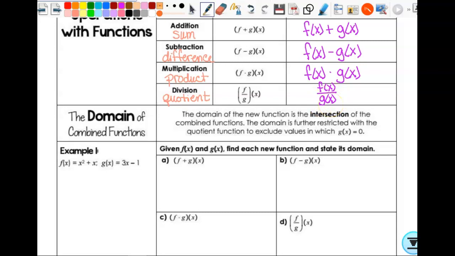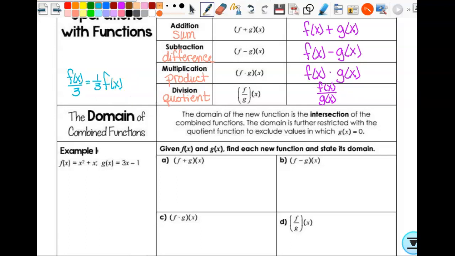And you can only have a quotient of two functions if they're actually both functions. If I had something like f of x over 3, yeah, that's a quotient, but it's not a quotient of two functions because this is the same thing as 1/3 times f of x. Does that make sense? So they both have to be functions. All right, here we go.